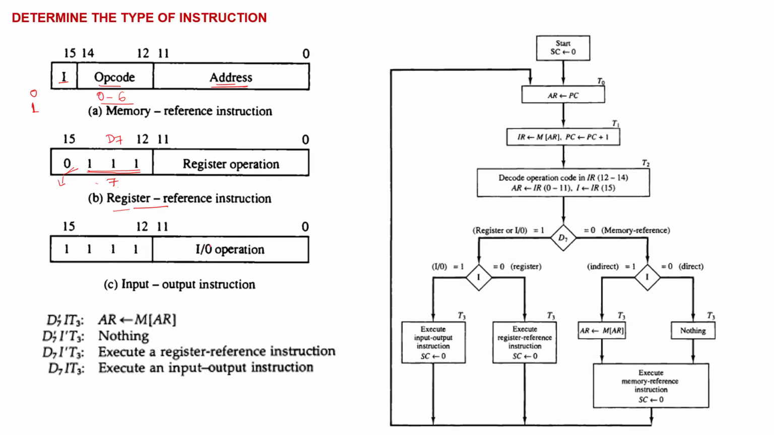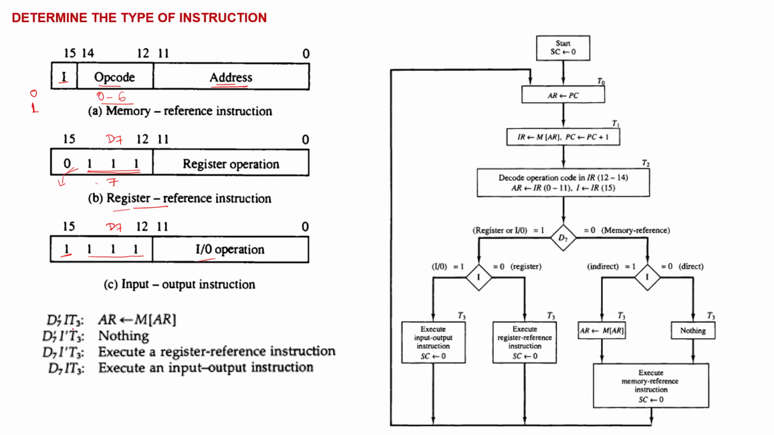Similarly, bits 0 to 12 are utilized for the input output operation. The address is not required since we are not going to communicate with memory. Whenever we communicate with memory, only then is an address required. Bits 12, 13, and 14 are fixed, that is D7, and bit 15 is 1. Only then will we say that it is an input output instruction.